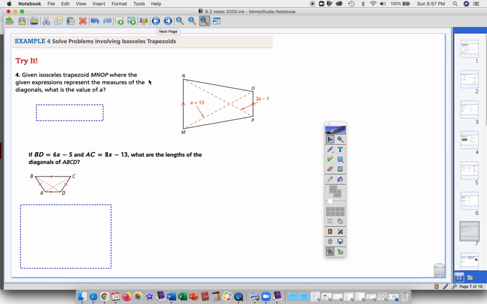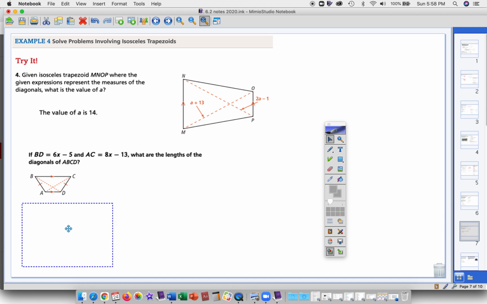Okay, two more problems. Pause the video, try these two, and then come back when you're done. For this one, hopefully you got A equaling 14. And for this example, you're given BD and AC. So again, we're setting them equal to each other, solving for the variable, and plugging in to get the length.